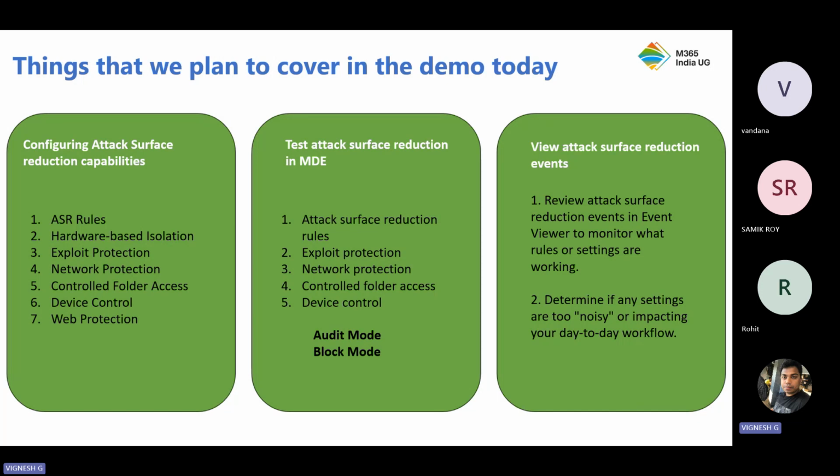You have something called an audit mode and a block mode. Audit mode is, as it says itself, audit. Which means you're turning on that policy, but it's not going to block anything. It's just going to be there and audit whatever is happening in the environment, and it's going to report back to you, right? And then we also want to talk about how you can view these attack surface reduction events in the event viewer, and also, if you want to run some KQL queries, use the advanced hunting capabilities. We'll be showing that also.